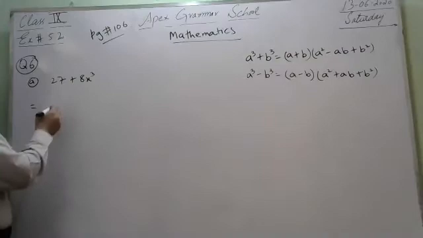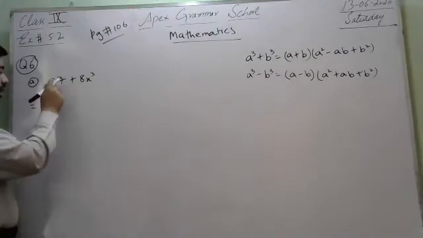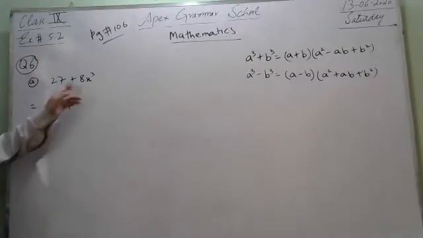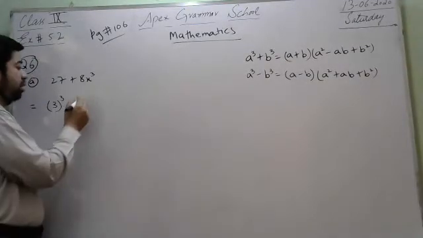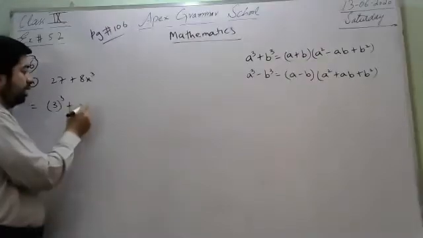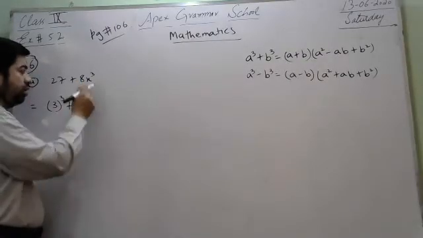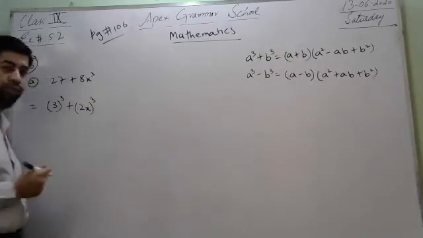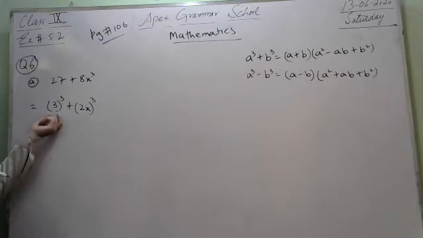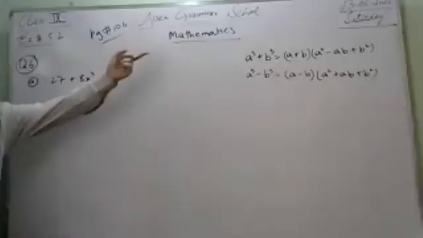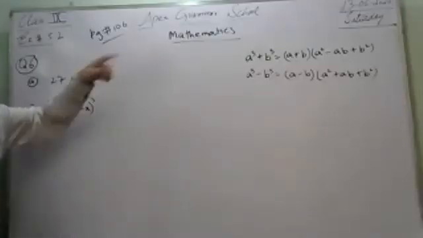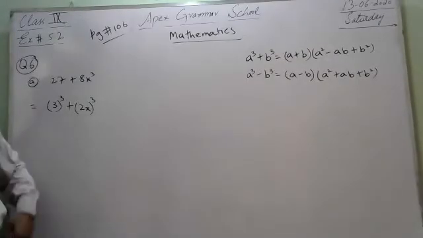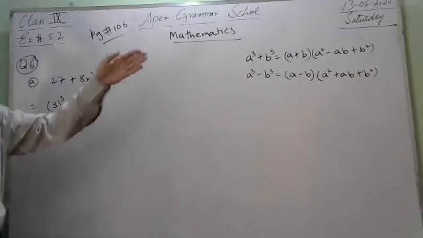Instead of writing 27, you can write 3 cube plus, you know that 8 is the cube of 2, so you can write 8x cubed as 2x whole cube. So it will be of the form a cube plus b cube. Now see the formula a cube plus b cube, which is a plus b into a square minus ab plus b square, and you have to open it according to that formula.